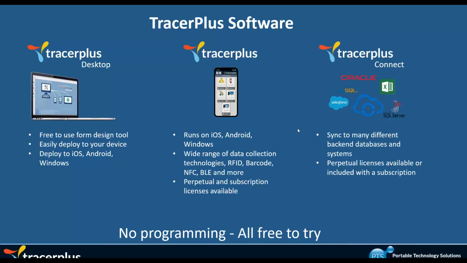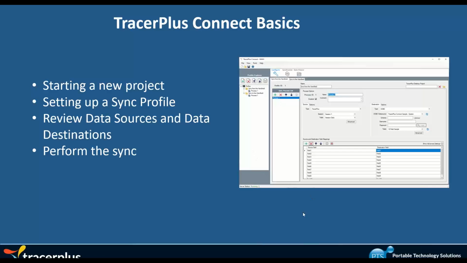So with that, let's talk about the first setup that I'd like to show you in TracerPlus. And these are really TracerPlus Connect the basics. TracerPlus Connect is, again, the syncing tool that's allowing you to move the data from a source to a destination. And the source can be your backend database, your text file, Excel spreadsheet, any number of places. And the destination could be another database, Excel spreadsheet, text file, or a TracerPlus session or form that you've pushed out to the handheld. So I'm going to go through just setting up a quick sync process using TracerPlus Connect.